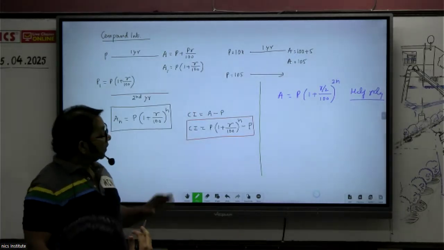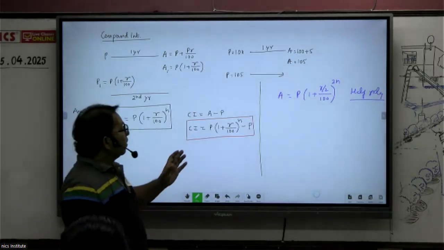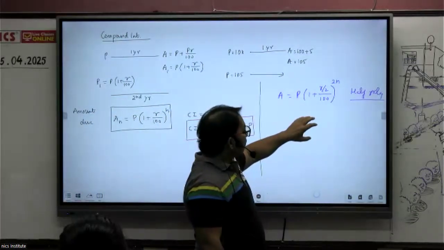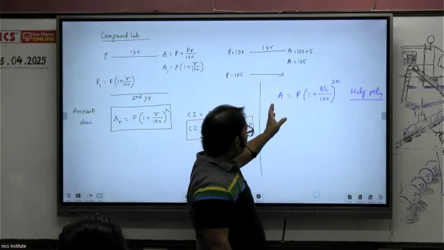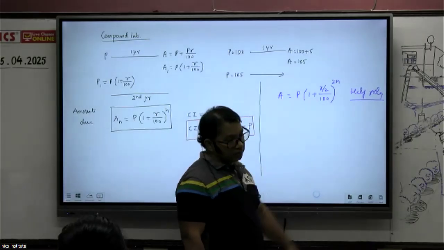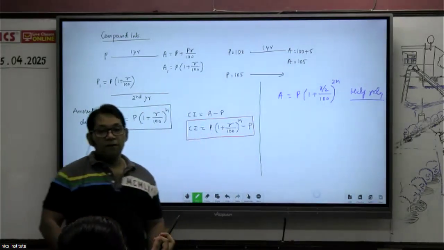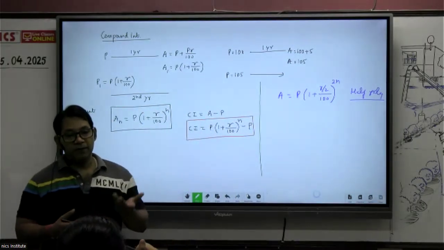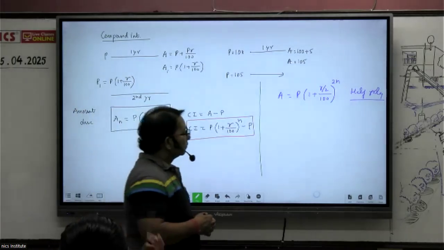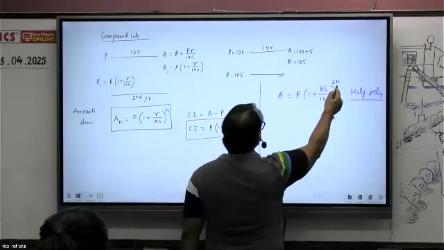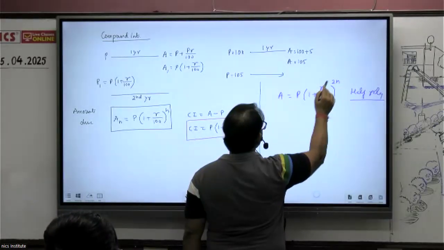Yes, this is for half yearly compounding. That is, whatever principal you have borrowed, you calculate the interest for 6 months, add it with the principal, and then again calculate the interest on that. Because there are 2 half years in a year, in n years there will be 2n half years. So number of years are n, so number of half years would be 2n.